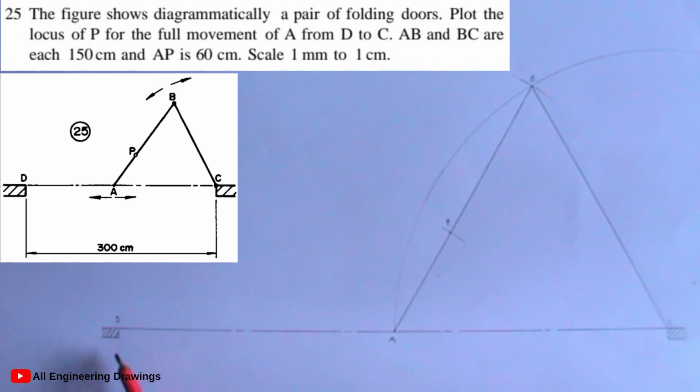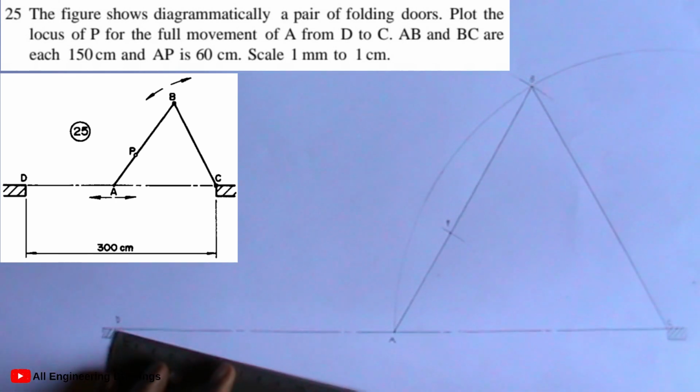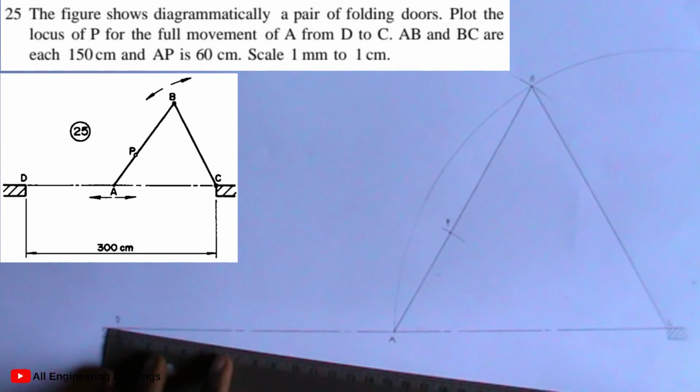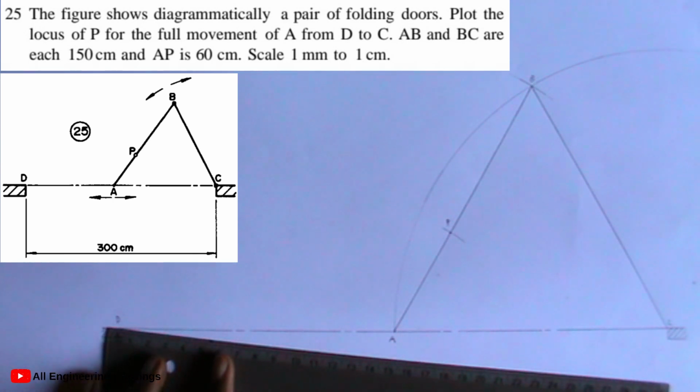Now the next step is to divide line DC into equal parts. That is any number of convenient parts you want. In this video, I'll be dividing line DC into 15 equal parts. So I will follow the principle of line division. I'll place my ruler this way first, then I will draw an inclined line at any convenient angle.